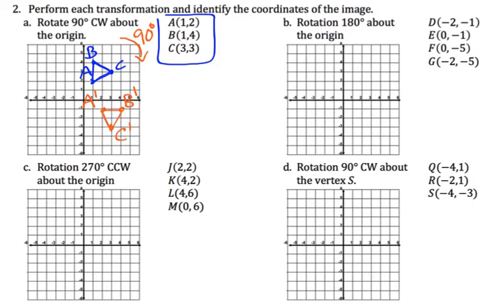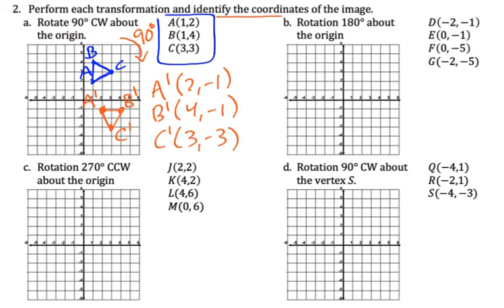It does say to identify the coordinates. The coordinates A prime, B prime, and C prime. A prime is at 2, -1. That's right here. B prime is at 4, -1. And C prime is at 3, -3. Now you can also get these coordinate rules very quickly if you just take the numbers here and use the coordinate rule. But you do need the picture and the coordinates on this problem.